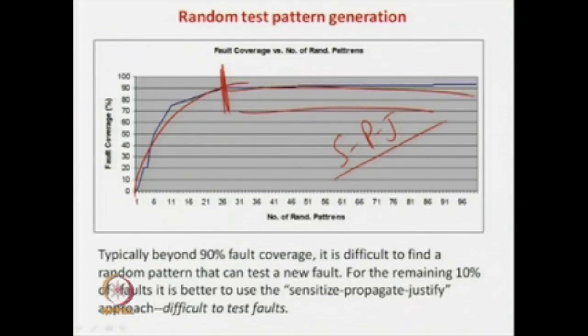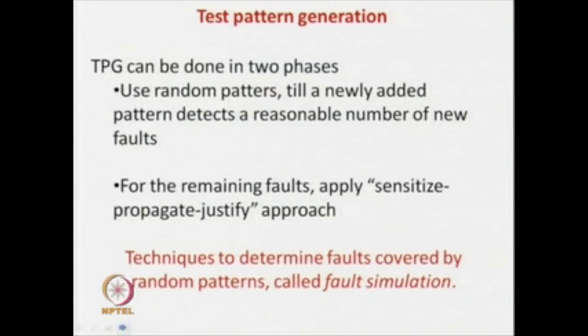So, you cannot say that the sensitize, propagate and justify approach is a very difficult approach, so you should throw it away and always go for random pattern generation. This is not the case. For the first few faults, or for 90% of the faults, random pattern is very good, because you can detect a large number of faults by just applying a random pattern and verifying which faults are getting detected. But once you get a saturation, the random pattern generation becomes inefficient, because for one pattern you may not be able to detect anything and you have to keep on doing it till you get a fault. So, for those faults it is better to go for sensitize, propagate and justify.